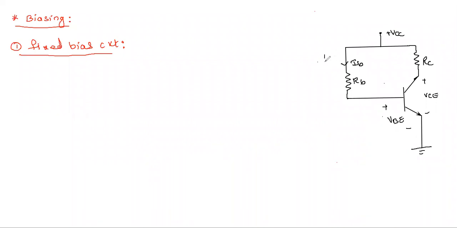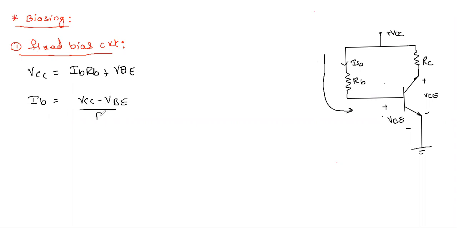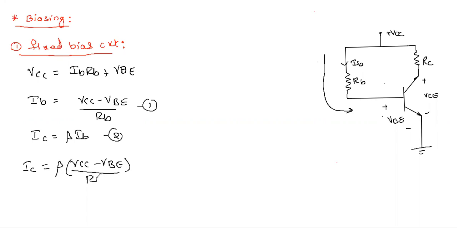If I apply KVL to this input side, VCC is equal to IB RB plus VBE. From this, IB is equal to VCC minus VBE divided by RB. But IC is actually given by beta into IB. So if I substitute in this, IC is equal to beta times VCC minus VBE divided by RB.